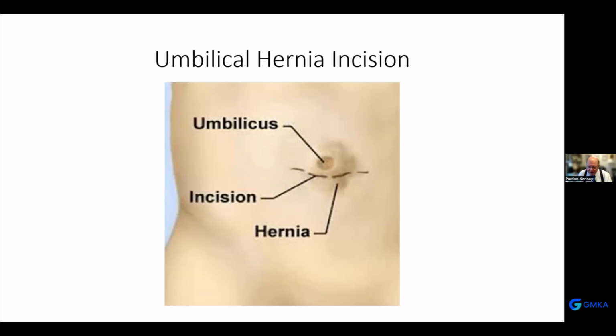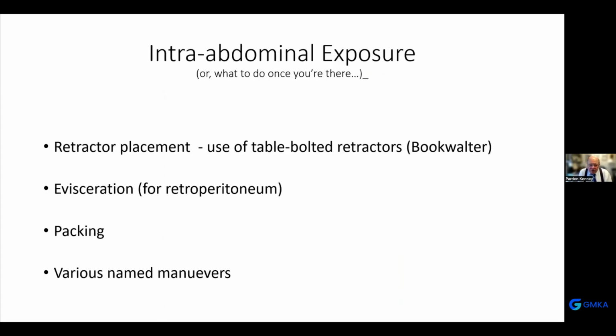And what I want to talk about now is shift a little bit to what you would do once you're there. How do you get intra-abdominal exposure? So we've already done the incision. We're in the abdomen. What do we do? Well, we want to make sure we have retractors. The table bolted retractors are very useful, and they save a lot of wear and tear on the junior residents and medical students. So you want to be able to pull the abdomen apart. Obviously, your anesthesiologist has given the patient a muscle relaxant to make that happen.